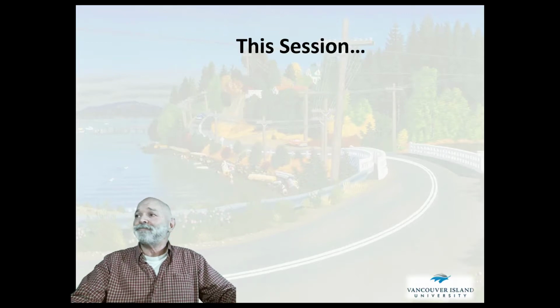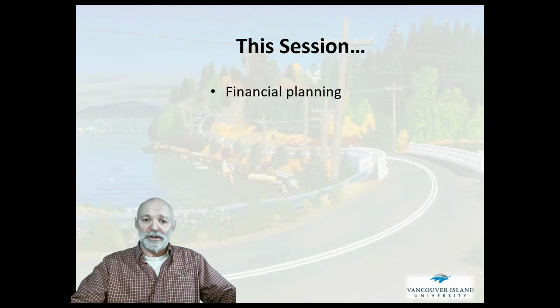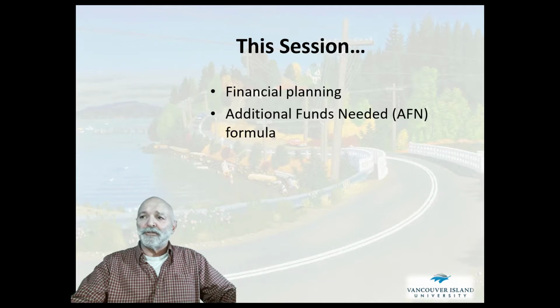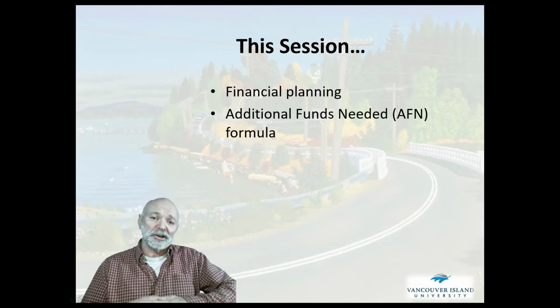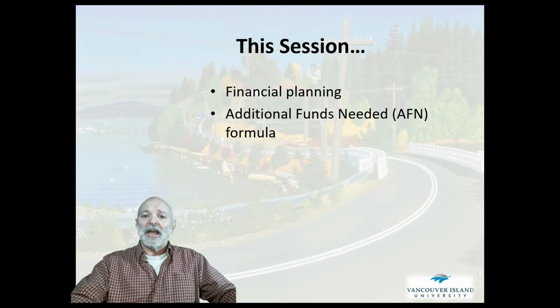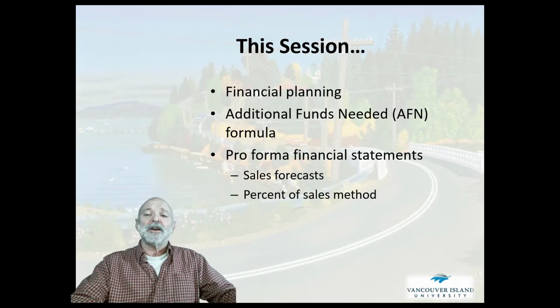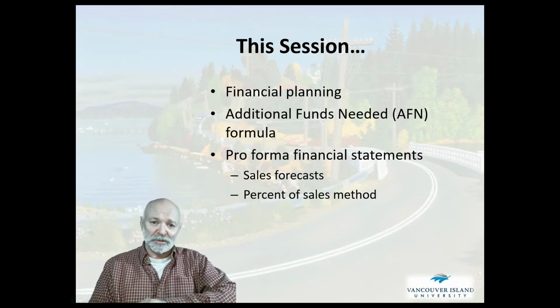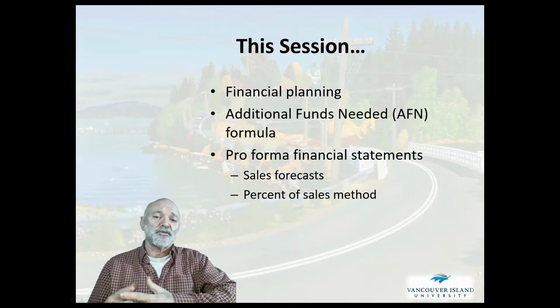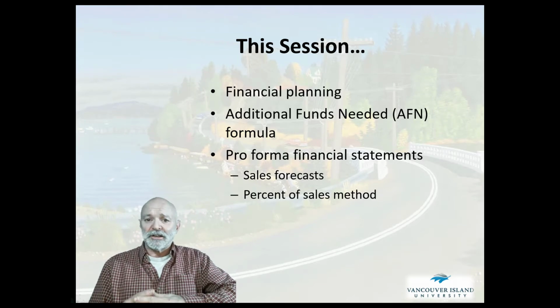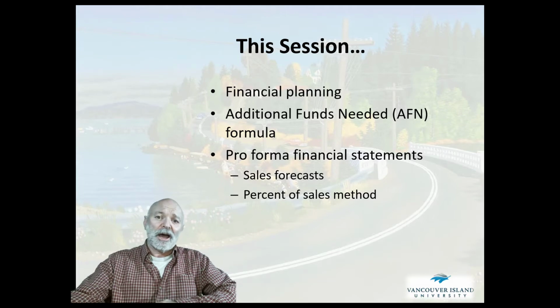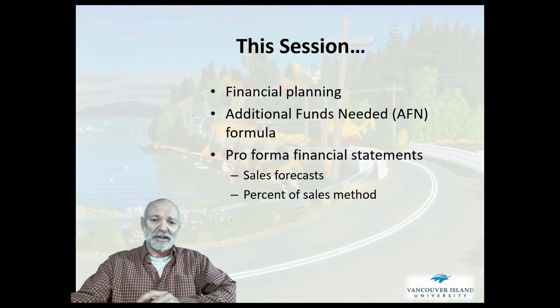So today, we're going to have a quick introduction to the process of financial planning. As well, we'll look at two different approaches to doing forecasting: the additional funds needed approach, or the AFN approach, and the method we looked at with Tesla, the pro forma financial statements. Starting off with sales forecasts and applying the percentage of sales to understand how we got the different numbers in the income statement and balance sheet information.